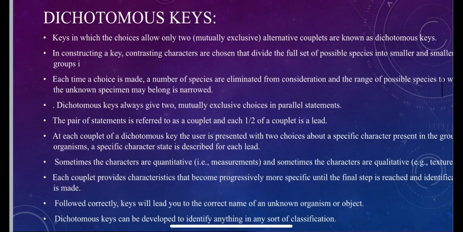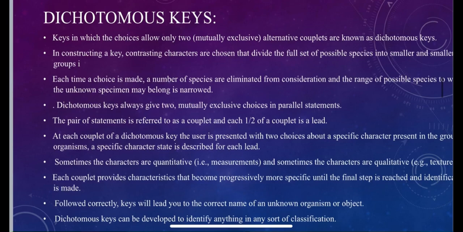Dichotomous keys always give two mutually exclusive choices in parallel statements. The pair of statements is referred to as a couplet and each half of the couplet is a lead. At each couplet of a dichotomous key, the user is presented with two choices about a specific character present in the group of organisms. A specific character state is described for each lead. Sometimes the characters are quantitative and sometimes qualitative.